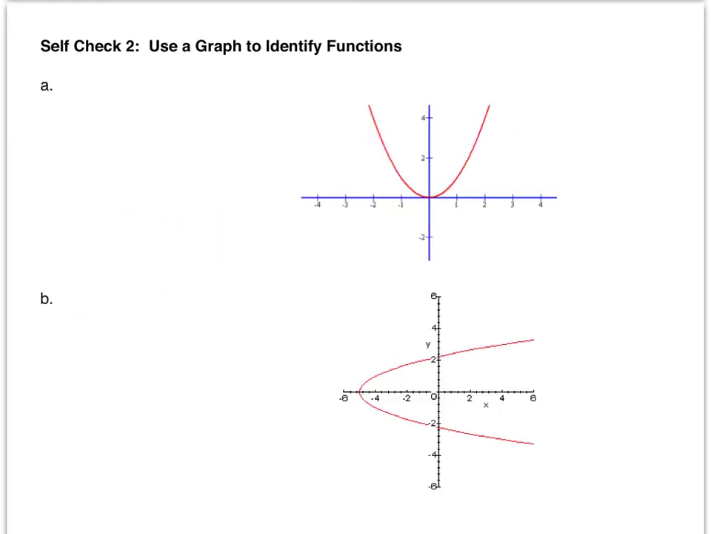Now you try. In self-check number 2, A and B, take just a second and use a vertical line, either a pencil or something else with a straight edge, and determine whether or not the relation represented by these two graphs is a function. All you're going to do is show your answer on your work paper or on your notes paper, there is no work to show.